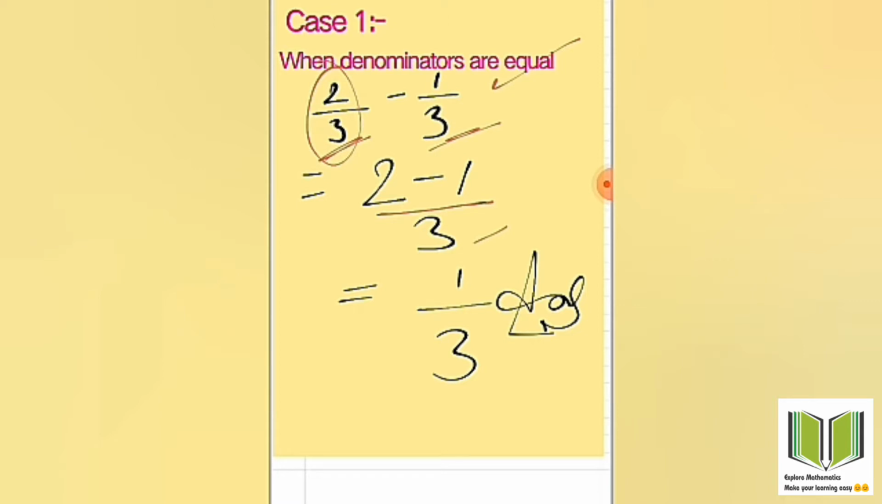Now we have to subtract the numerators as there is a sign of subtraction. And we know 2 minus 1 is 1 and the denominator stays as it is, so the final answer is 1 by 3. This is same as addition, the difference is only the sign. There we have to add, and in this we have to subtract.